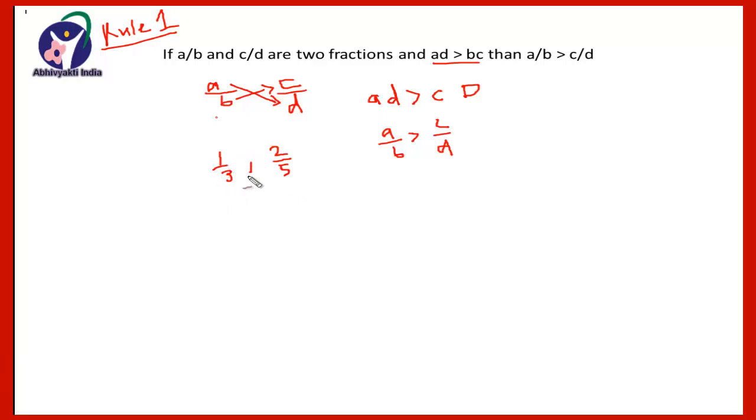So 5 into 1, that is 5, and 3 into 2, that is 6. Now here 5 is smaller than 6, it means 1 by 3 is smaller than 2 by 5, and therefore 2 by 5 is greater than 1 by 3. So please remember this rule number 1. Now we will go to the rule number 2.